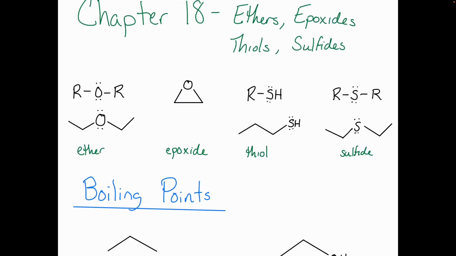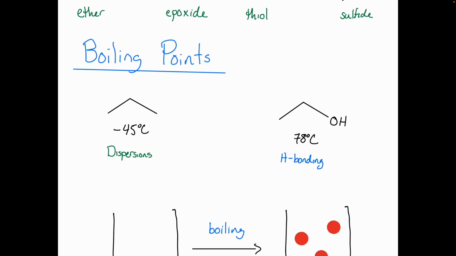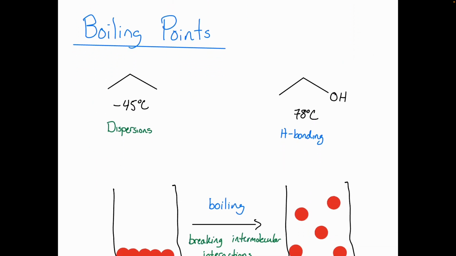Now let's think about our new functional groups here. Now what about an ether? What if I shuffle around this ethanol and just put that oxygen in the very middle of the compound?